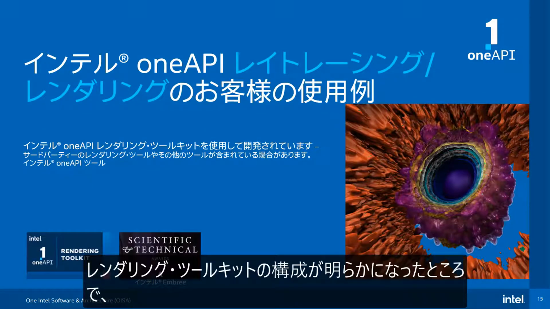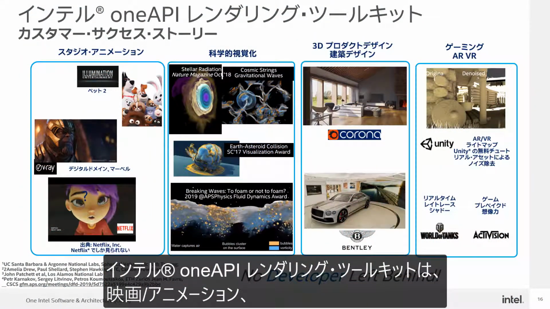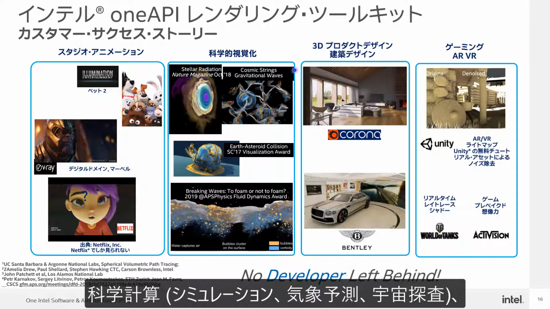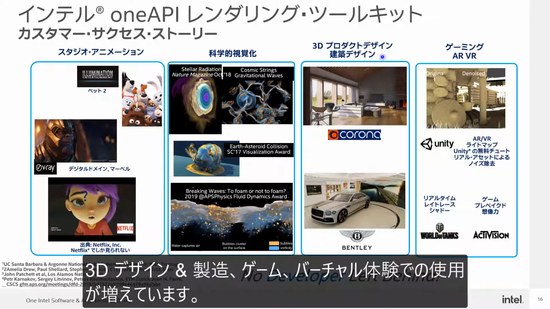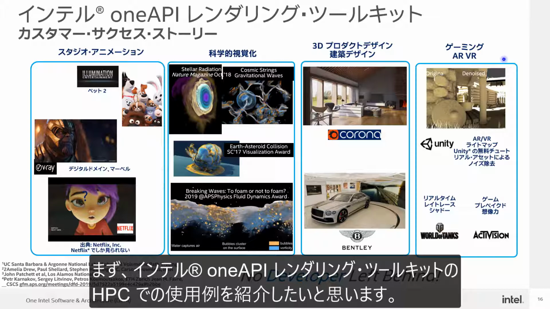So now that we have seen what the rendering toolkit consists of, let's also see how Intel helps our customers deliver cost-effective performance across a wide range of use cases. oneAPI Rendering Toolkit is increasingly used in studio animation, films, in scientific computing, so things like simulations, weather predictions, space exploration, 3D design, and manufacturing, gaming, and virtual experiences. Some of these use cases will be covered in detail in the next section, but let me touch on a few examples of how Rendering Toolkit is being used in HPC.